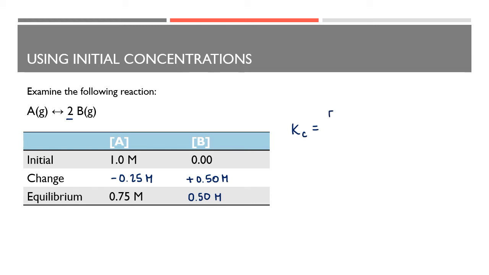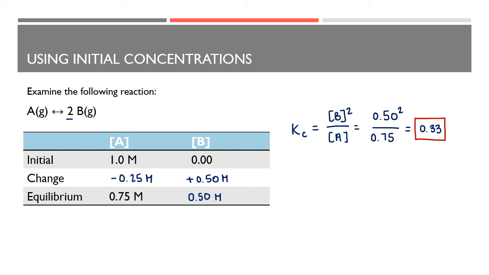Here's the equilibrium constant expression, which is B squared, because the coefficient is 2, over A. So I will substitute in my equilibrium values. So the B will be 0.50, and that will be squared because the coefficient for B is 2, and that will be over my reactant A, so 0.75, and that will equal 0.33. So my equilibrium constant is 0.33 for this reaction at that temperature.